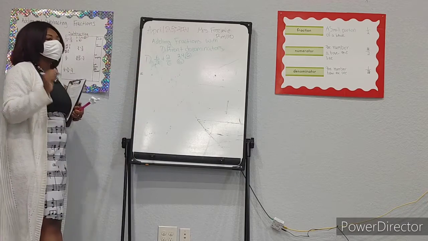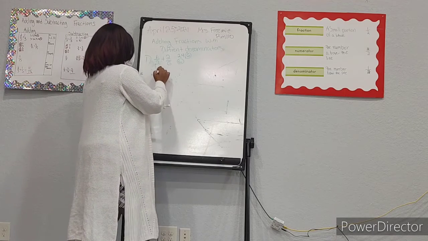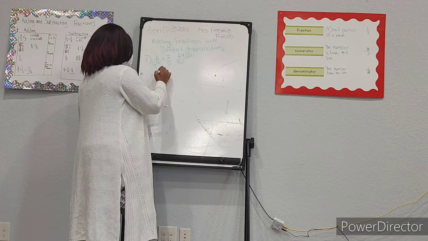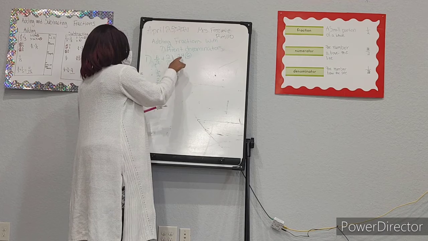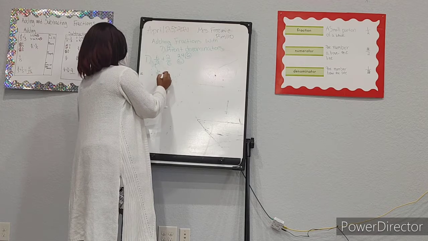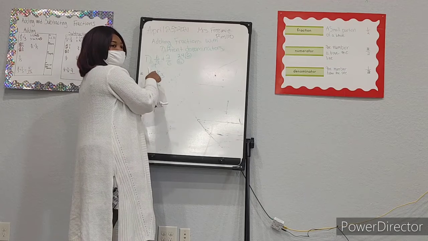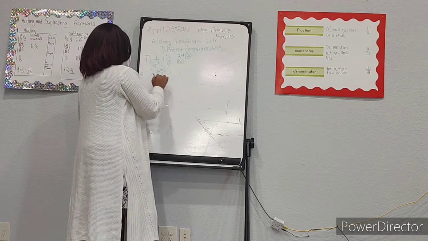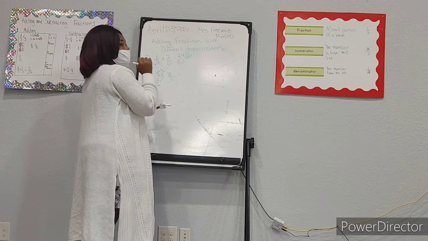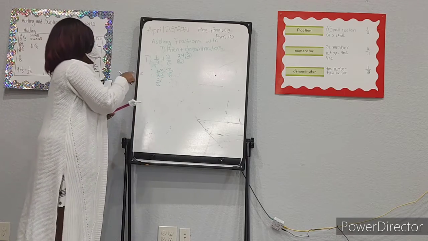And the next thing we need to do is rename and rewrite our problem. So we're going to take our 1/2 and our 2/6 down here, and we're going to rename them. So in order to get 6 to be the denominator of 1/2, we need to multiply 2 by 3. And since we're multiplying the denominator, we also need to multiply the numerator. Correct. Now, 2 times 3 is 6. 1 times 3 is 3. Good job, class.